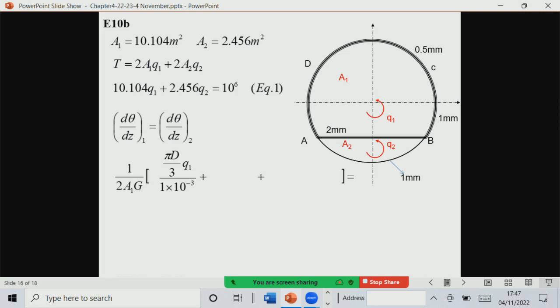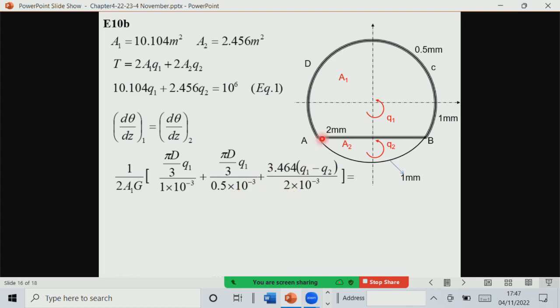Very good. So we are in cell number 1, and we are writing the equation of loop integral of ds over t. The shear flow in the floor panel when we are in cell number 1 is Q1 minus Q2. Q2 is considered to be negative. This is the length of the floor panel. The shear flow is the difference between these two. We are in this cell, so this is considered to be positive, so Q1 minus Q2. And its thickness is 2 millimeters.